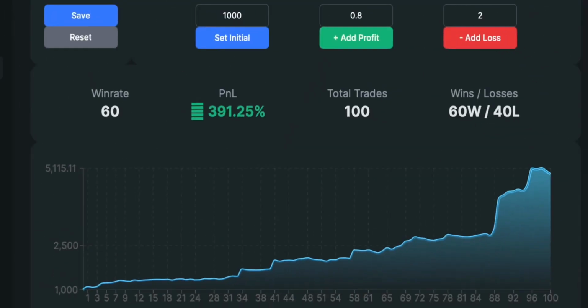Okay, so we finally finished our backtesting, and those 100 setups were found within 10 days. We started our account with £1,000 and we were risking 2% per each trade. We see our win rate is crazy good, it's sitting at 60%. We made 391.25% return on our account, which is absolutely blowing my mind.